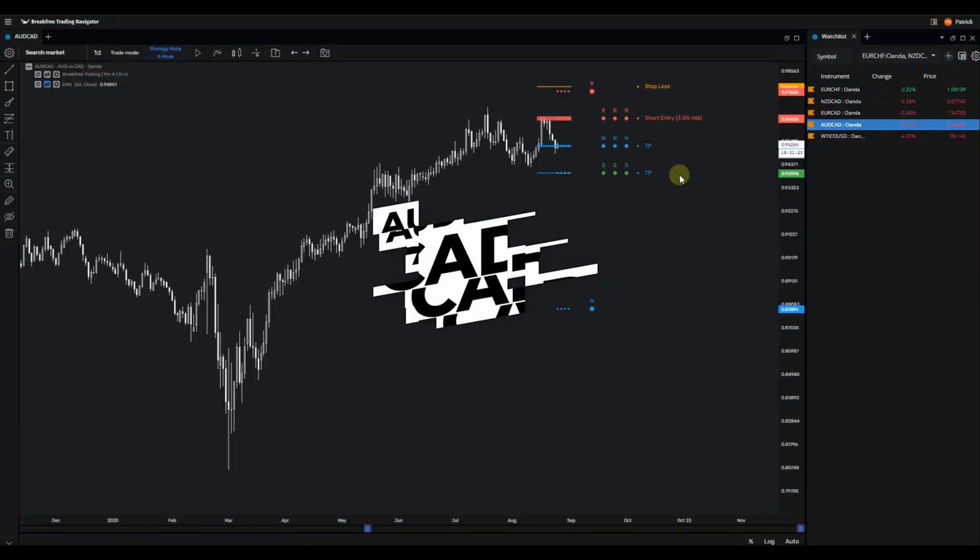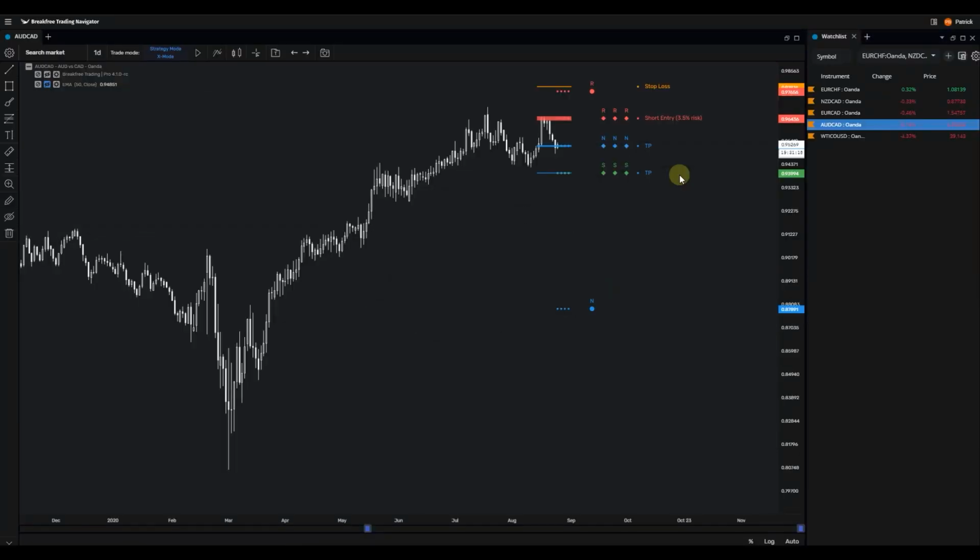We also have AUDCAD, which also hit our TP1 and our TP2. So this is a trade. If you want, you can also set up your orders. Looks like we had a good rejection on this resistance. We went into TP1, TP2 last week, and now we're waiting for TP3. This is a trade you can set up.